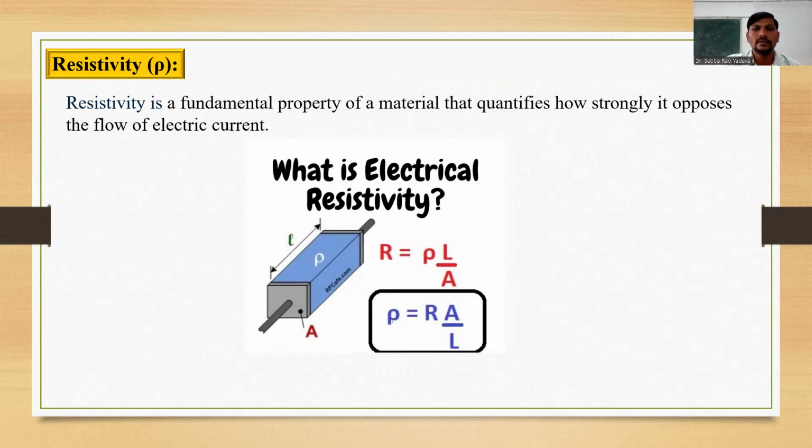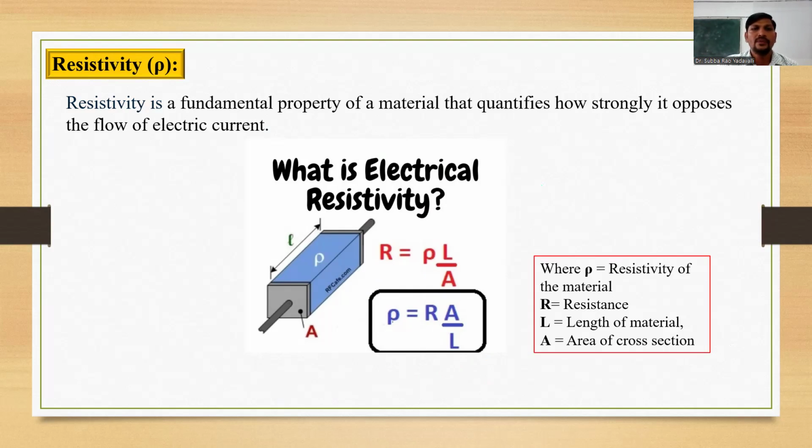We know that the resistance of a material R equals rho into L by A. From this equation, rho equals R into A by L. This is the formula for resistivity: rho equals RA by L. And now the unit for resistivity is ohm meter.